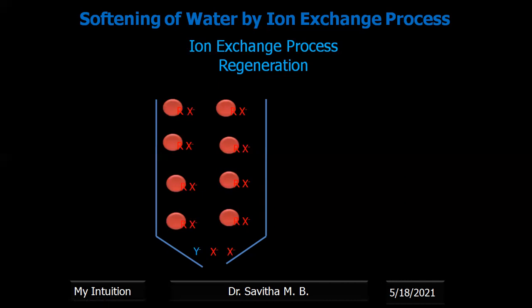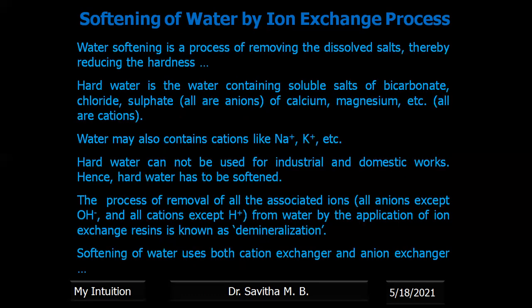Now this regeneration means you again add a solution which contains X minus ions. You add that solution, and at that time the Y will be replaced by X again. Now the resin is ready for use. This is the regeneration process. That means you get back the resin. This concept is used in softening of water by ion exchange process.